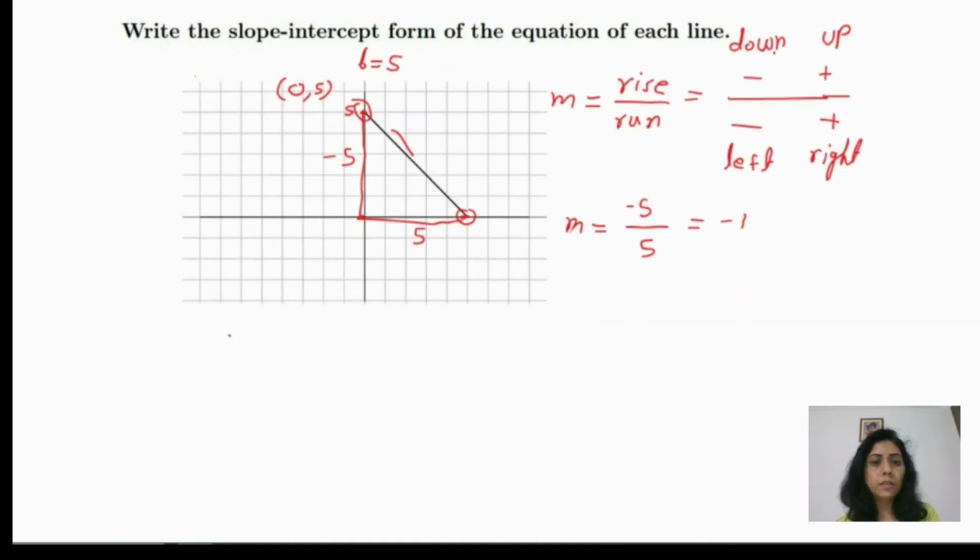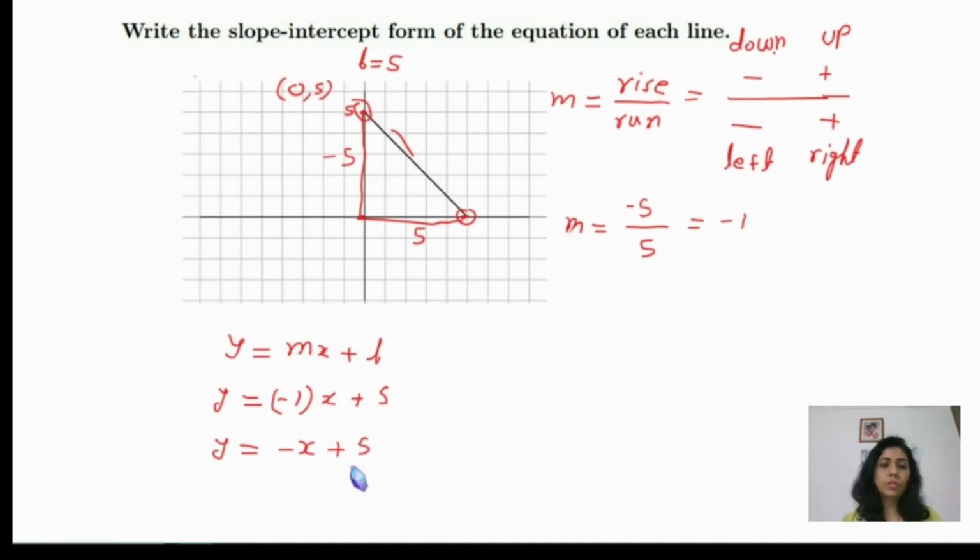Now we can write the slope-intercept form equation. So y equal mx plus b. What is the m value? M value is negative 1, x plus b value 5. So y equal negative 1 times x, negative x plus 5. So this is the equation of this line, in slope-intercept form. So very easy questions.